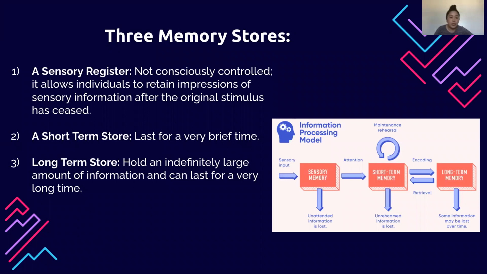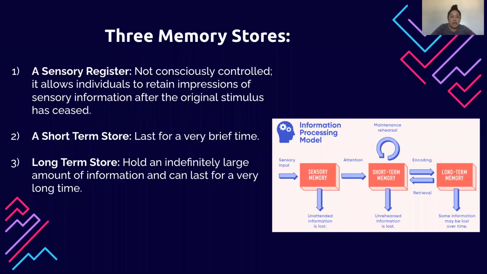Okay, so we're going to focus on the 3 memory stores. The first one there is the sensory register, which is also known as sensory memory, which means not consciously controlled. It allows individuals to retain impressions of sensory information after the original stimulus has ceased. An example of this is you see something for an instant, and then someone asks you to recall one detail.